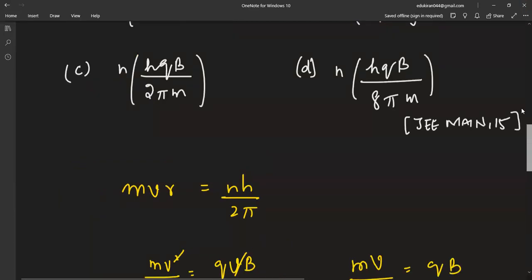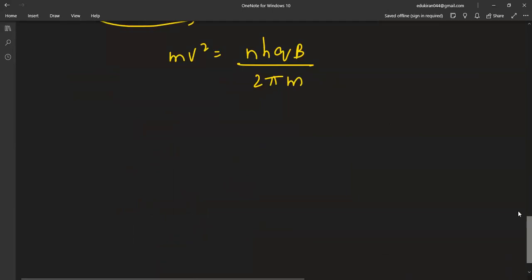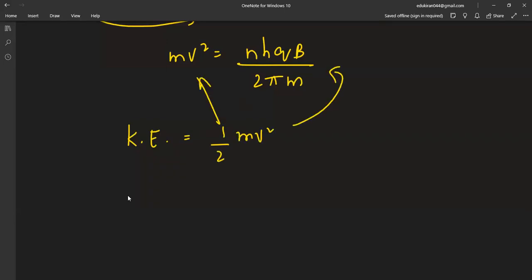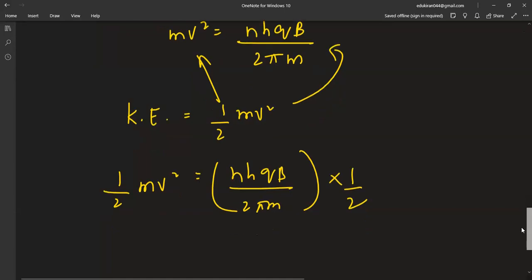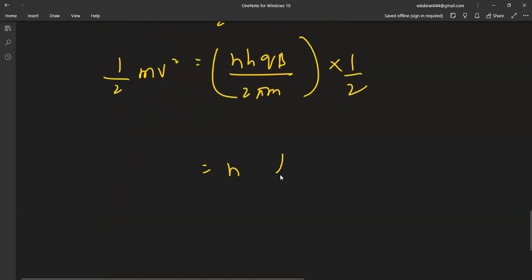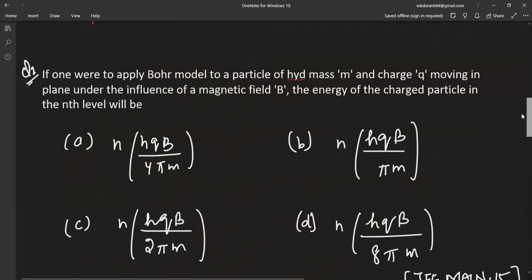we have to write about the energy. So it means we have to get into our system the kinetic energy. So kinetic energy is equal to half MV square. So to get MV square here, we have to make this also as half. So half MV square would equal to nhQB by 2 pi M into half. So to match the option, see, n was kept aside, h QB was kept together, 4 pi M. Any option like this? nhQB by 4 pi M.